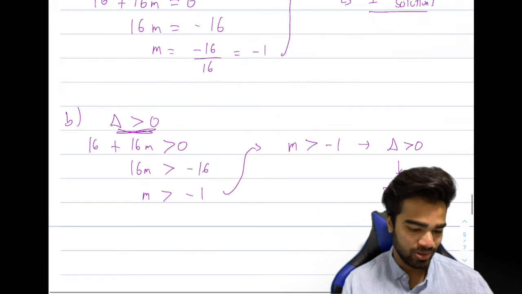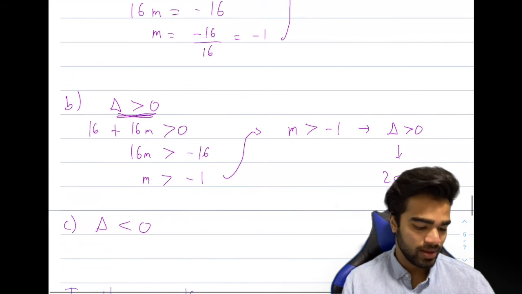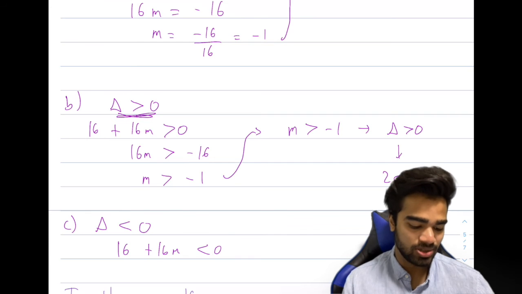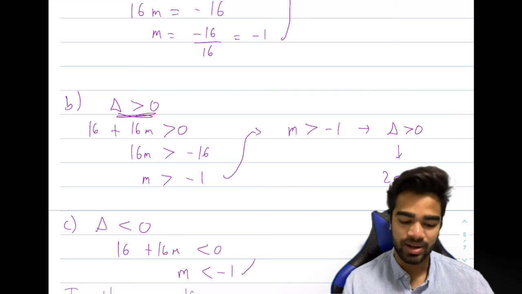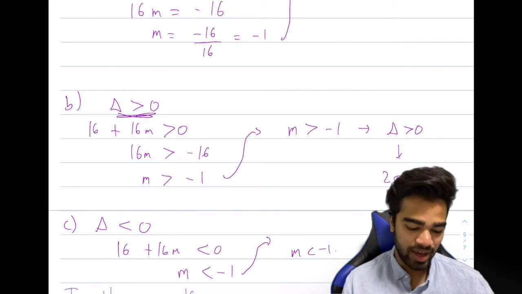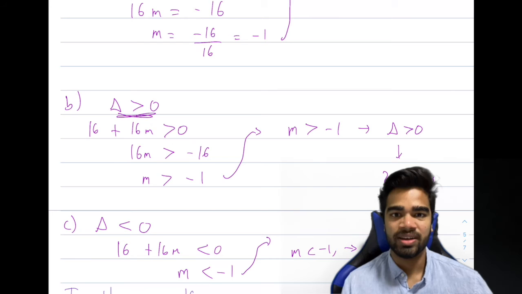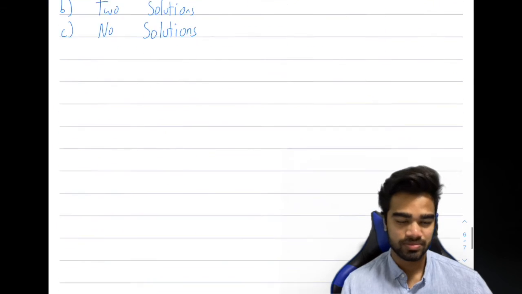And lastly, no solutions. So I think it's pretty obvious how to do this one. So have a go. I'll do it. Discriminant less than 0. So our discriminant 16 plus 16m is less than 0. And if you solve all that, I'll just keep the working out because it's the same. m is less than -1. So again, same logic. If m is less than -1, your discriminant is less than 0. Therefore, you have 0 solutions. Simple as that. Okay. Pause the video. Have a go yourself. Go for it.